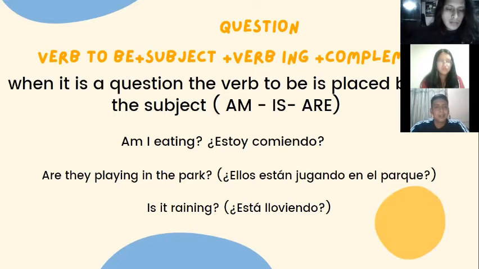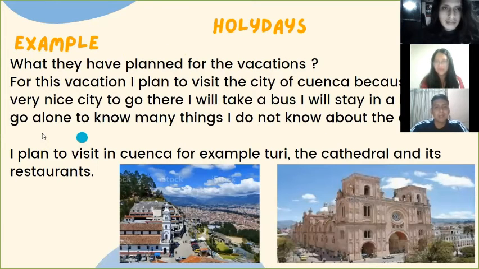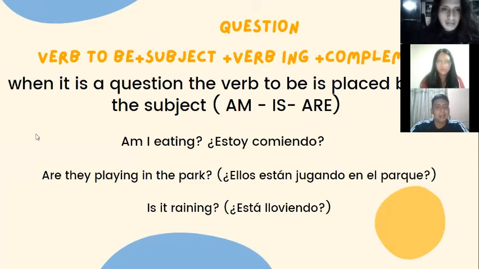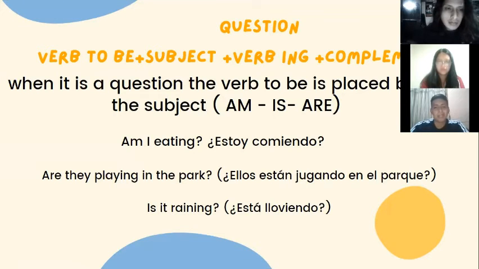Question. Structure, verb to be, plus subject, plus verb plus ing, plus complement. When asking a question, the verb to be is placed before the subject: am, is, are. For example, am I eating? Estoy comiendo. Are they playing in the park? Ellos están jugando en el parque. Is it raining? Está lloviendo.